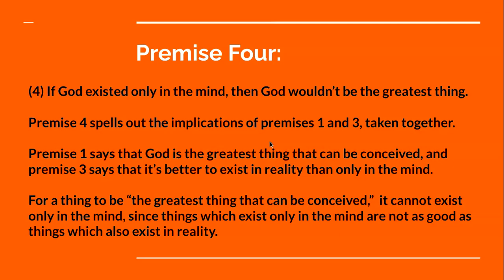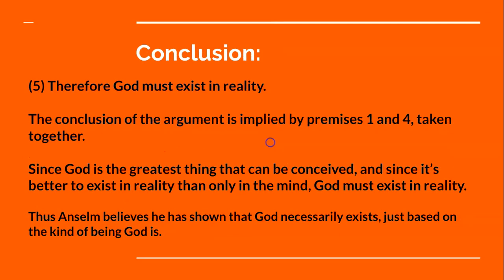And we should see now where Anselm's going with this argument. Conclusion: Therefore, God must exist in reality. So this conclusion is implied by premises 1 and 4, taken together. Since God is the greatest thing that can be conceived, since it's better to exist in reality than only in the mind, God must exist in reality. So Anselm believes he has shown that God necessarily exists, just based on the kind of being God is.